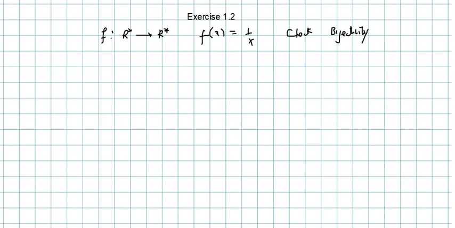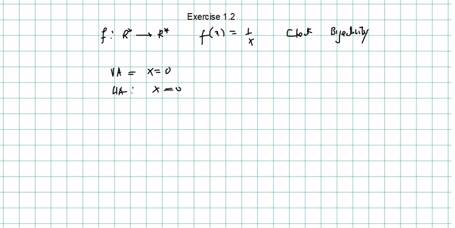So, how to do it? You know the graph of f of x equals 1 by x, and we need to plot it. Before we plot, we need to find the asymptotes. To find the asymptote, we equate the denominator to 0. So, the denominator x is equal to 0.